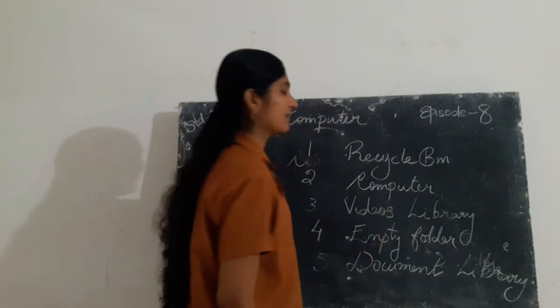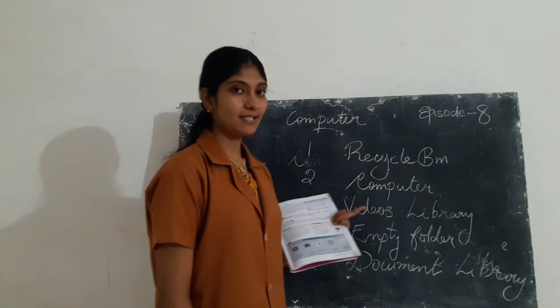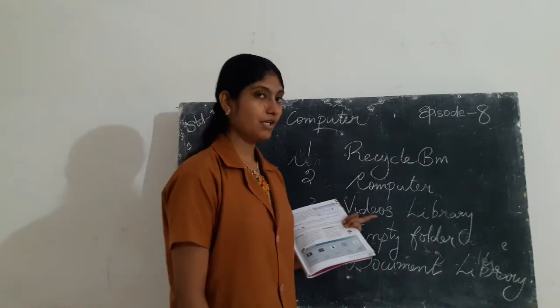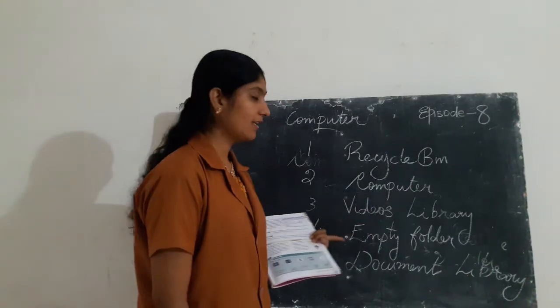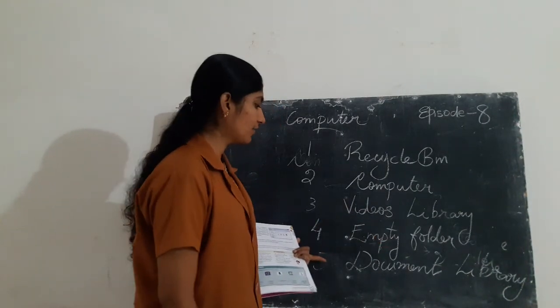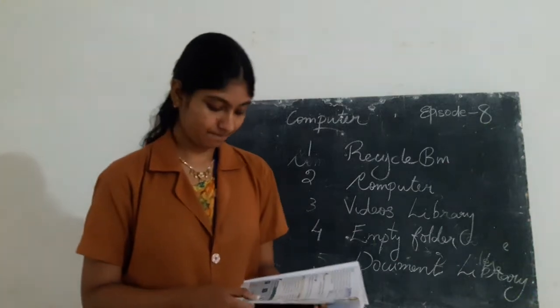So first one recycle bin, second one computer, third one videos library, fourth one empty folder and fifth one document library.